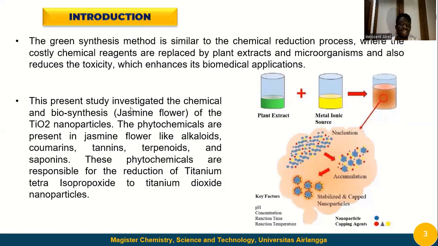So the present study investigated the chemical and biosynthesis of titanium dioxide nanoparticles using jasmine flower. From the plant extracts, we have different secondary metabolites like alkaloids, coumarins, tannins, terpenoids, and saponins. These phytochemicals are responsible for the reduction of titanium tetraisopropoxide to titanium dioxide nanoparticles.